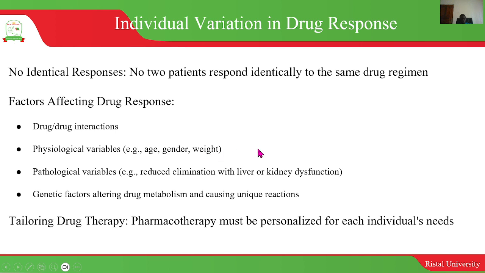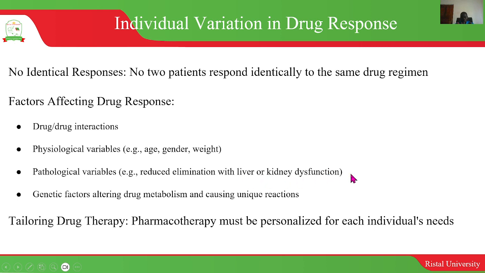So we all know this very well that age plays a role in the prescription of drugs. Also gender and even the weight. Weight is very important, and that's why in our prescriptions we always give drugs according to milligram per kilogram body weight. You might appreciate this more especially in pediatrics, where we are a bit more specific because we have to tailor the treatment according to their ages. Pathological variables: we have reduced elimination with liver or kidney dysfunction.